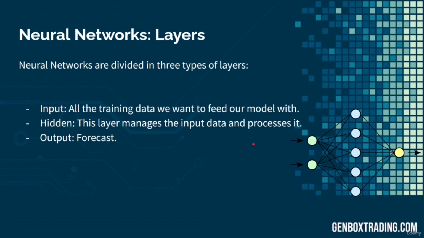So neural networks have 3 layers. We are going to be using simple ones, that means multi-layer perceptron neural networks that look something like this, and they are divided in 3 layers. First of all, we have the input layer. This is the first one, and on this layer we are going to be feeding all the data we want to analyze with our model. Then the hidden layer is going to be managing the input data and processing it.